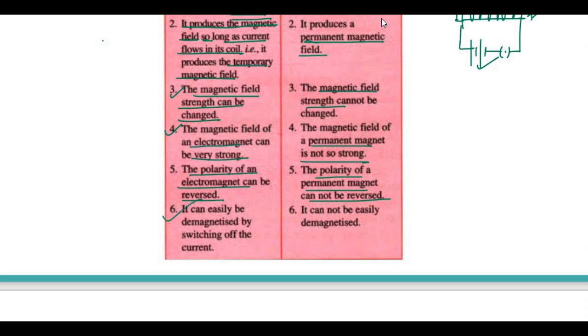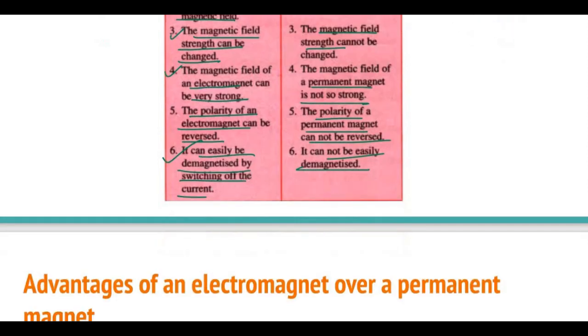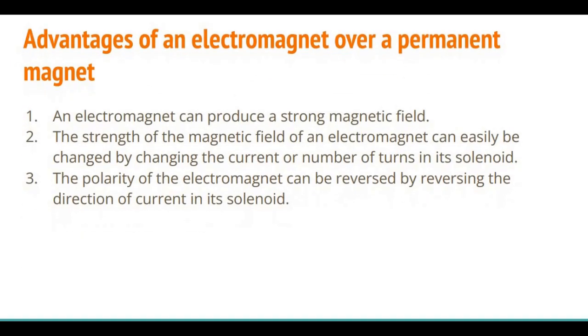And what is the last point? It can be easily demagnetized by switching off the current. बहुत simple सा point है. Switch off कर दो, demagnetize हो गया. यहाँ पे demagnetize नहीं कर सकते, because it is a permanent magnet. You can't demagnetize it easily.